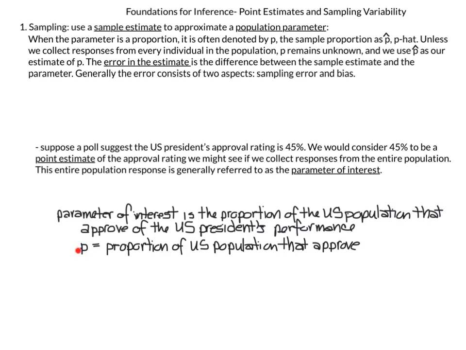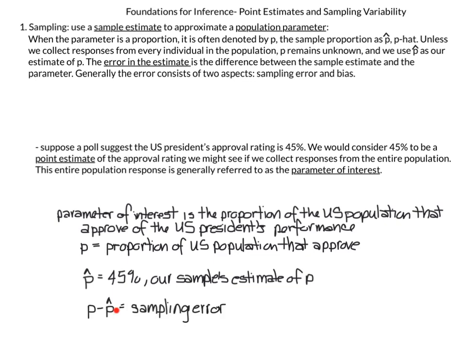So again, that's the proportion if we could sample or survey everyone in the U.S. We would get p, the proportion of the U.S. population that approve. We can't actually ask everyone in the U.S. population. That would be a tremendous effort. So we have p hat, which is from our sample, and that's our sample's estimate of p. And then we have p minus p hat is equal to our sampling error. This is something we cannot calculate directly because p is unknown, but we have ways of estimating this.